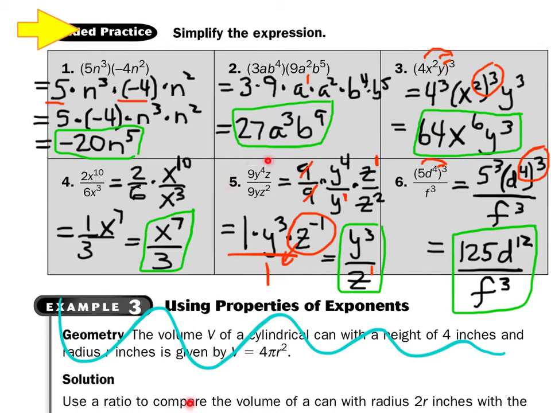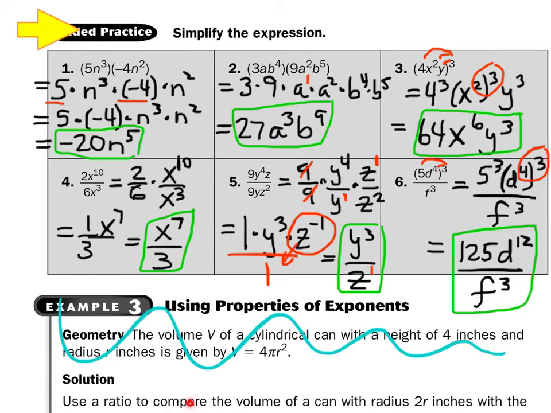I have 9y to the 4th power z over 9y z to the 2nd power. So just match things up. Match the numbers, 9 over 9 times, and then match the y's, y to the 4th over y to the 1st power, and then match the z's, z to the 1st power over z to the 2nd power. And now do it one at a time.